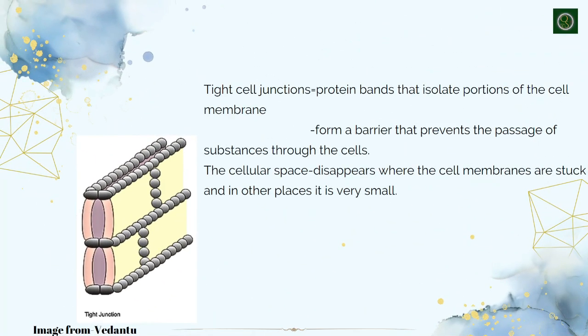Tight cell junctions are protein bands that isolate portions of the cell membrane and form a barrier that prevents the passage of substances through the cell. The cellular space in these junctions disappears where the cell membranes are stuck. In other places it is very small.